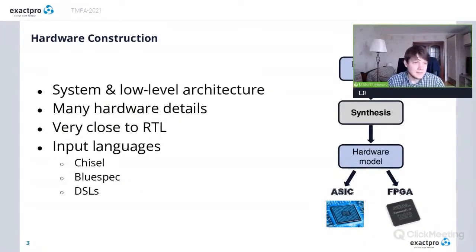Well, as I have said, the hardware construction level is the lowest. On this level, the input model represents the system and low-level architecture. There are many hardware details, and actually this level is usually very close to RTL development. On this level, such languages as Chisel and BlueSpec are usually used.